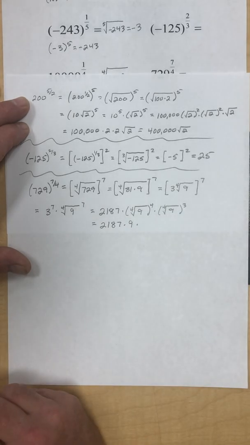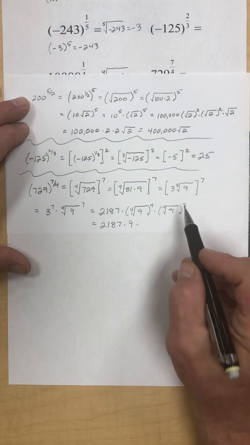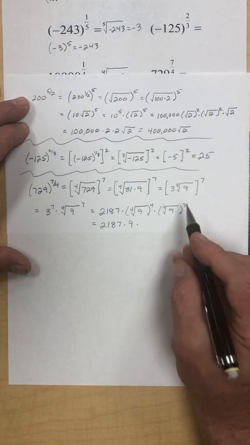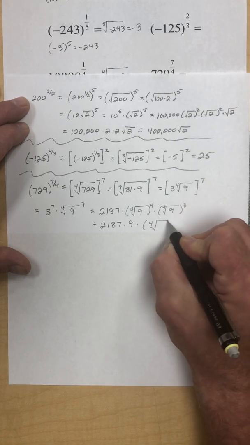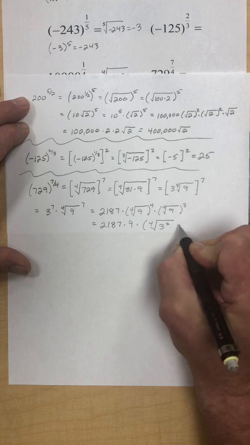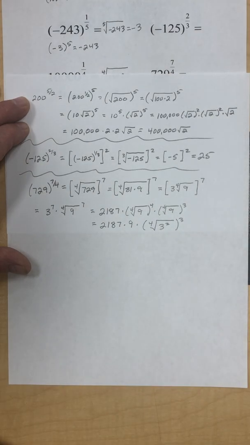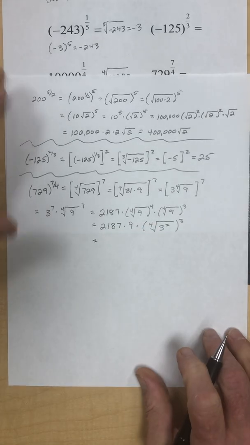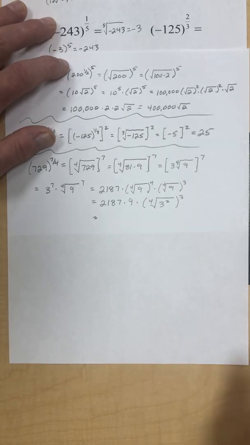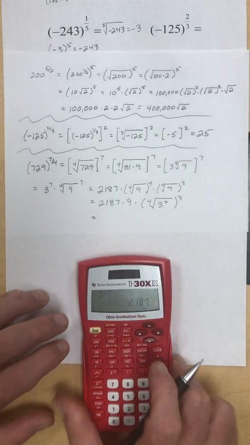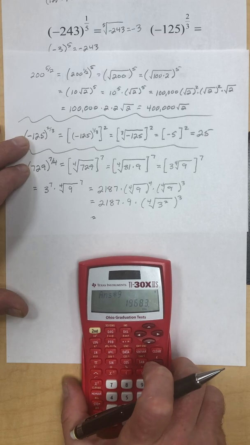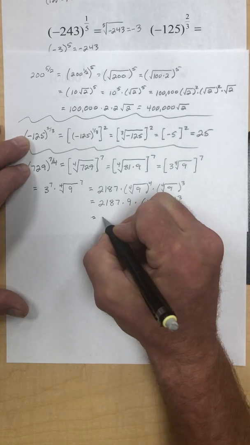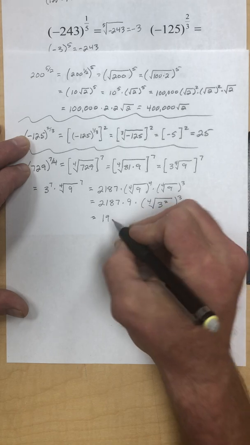Now I'm looking at this guy. Well, isn't 9 3 squared? So couldn't I consider that to be the 4th root of 3 squared cubed? Let's take 2187 and multiply it by 9. So 2187 times 9, I'm getting 19,683.